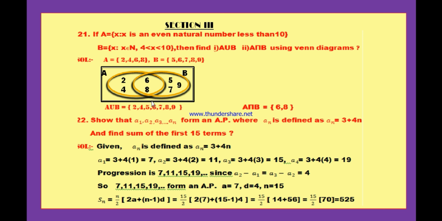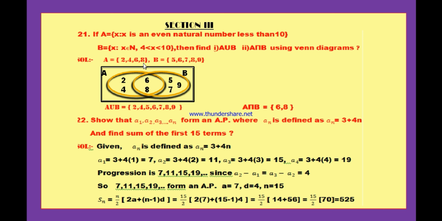Now, draw the Venn diagram in which draw two circles. Name the first circle as A and the second circle as B. From both the sides, the elements which are common are 6 and 8. Therefore, write them in the common area for both the circles.